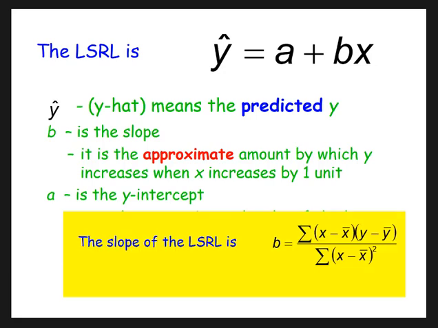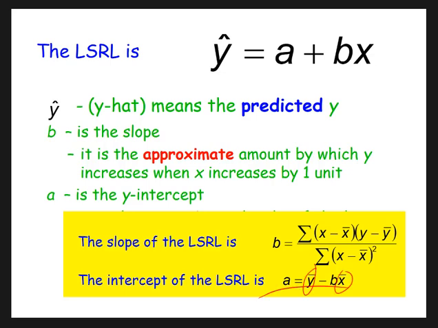So the slope of the least squares regression line is the sum of each x value minus the mean of the x values, times each y value minus the mean of the y values, divided by the sum of the x values minus the mean of the x values, squared. The intercept is found by just taking the average y value and the average x value and substituting them into this equation.